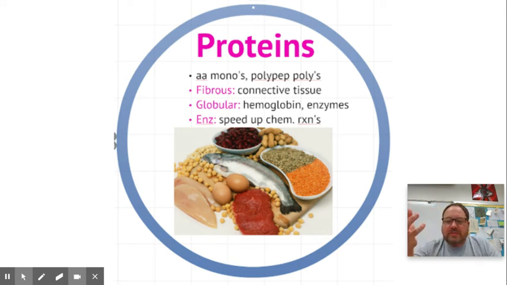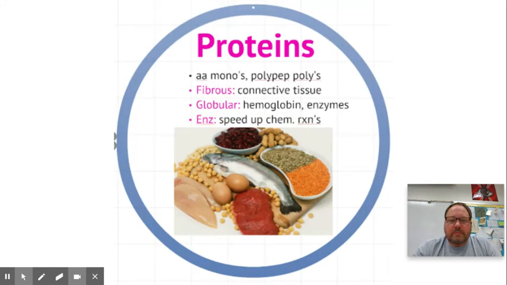Globular proteins, they sort of fold up into blobs. That's what we see in a lot of enzymes that run chemical reactions. And enzymes are important because what enzymes do is make chemical reactions happen faster than they would have otherwise. They catalyze those reactions. So enzymes allow reactions to happen fast enough to support life.